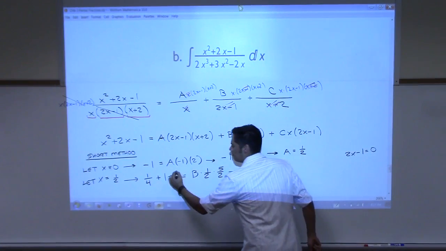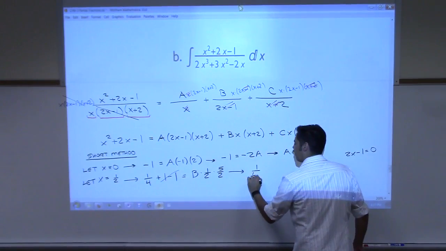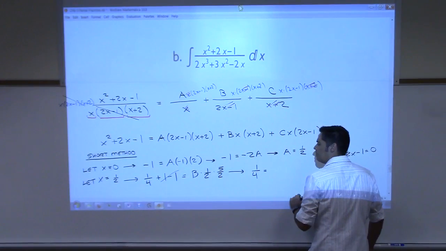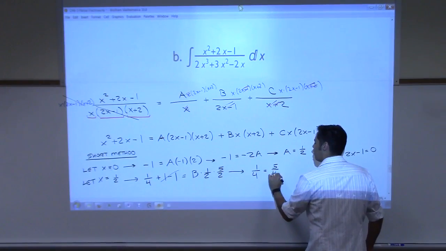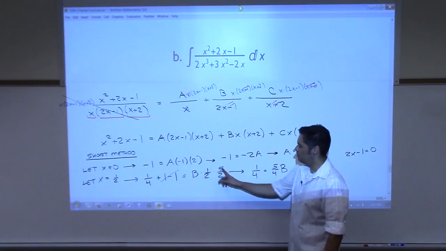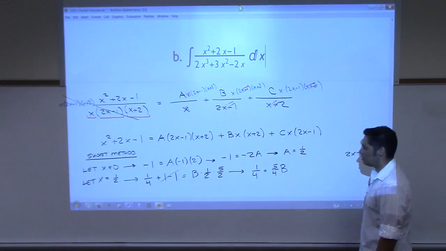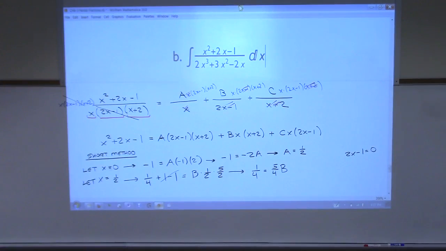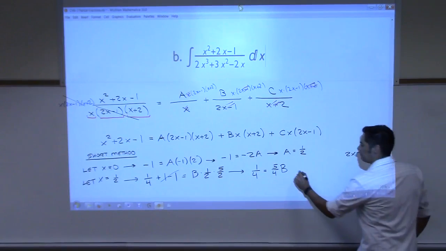Left side, 1/4. B times 5/4. Right, so put those together, multiply 5/4. Multiply by the reciprocal, 4/20, which is 1/5. B is 1/5.